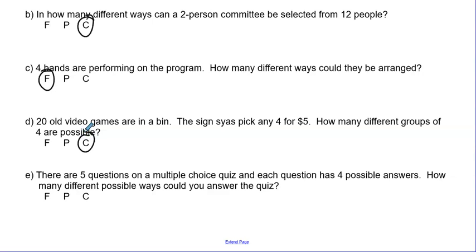There are 5 questions on a multiple choice quiz, and each of the questions has 4 possible answers. How many different ways could you answer the quiz? Okay? And so here, order does not matter. Okay? You can answer the question in any order you want. That's it.